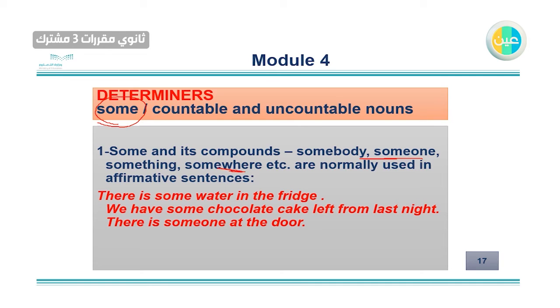Like, there is some water, okay, uncountable and an affirmative sentence, some. We have some chocolate, okay? It's what? Affirmative. There's someone, okay? Also affirmative and countable. So for countable or uncountable, we use some, but here for affirmative sentences, positive sentences.